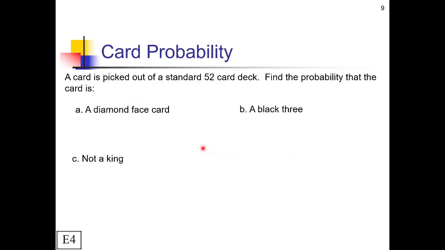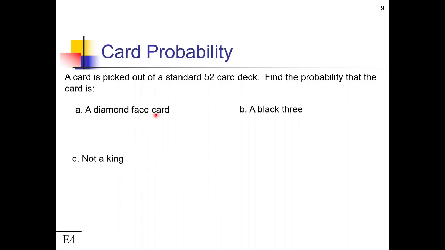So now that we've seen what's in a standard 52 card deck, pause the video and see if you can find the probability of picking the following 3 types of cards. Alright, let's go through them one at a time. So first off, they want a diamond face card.